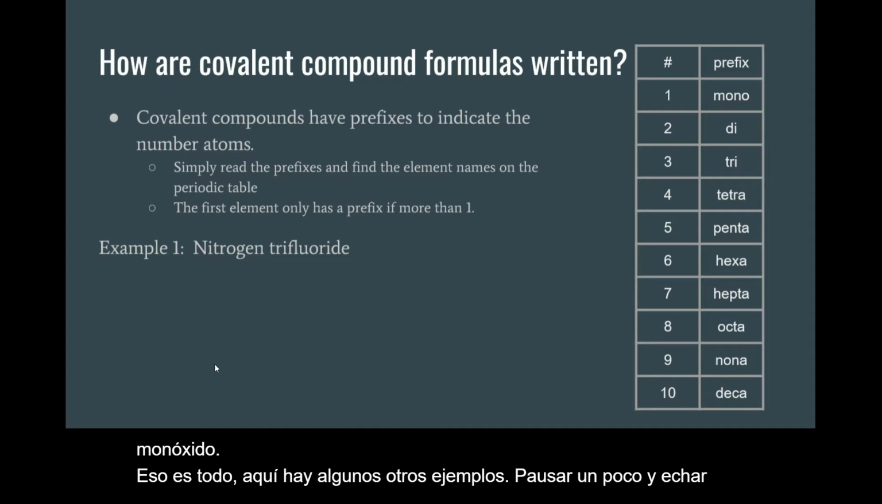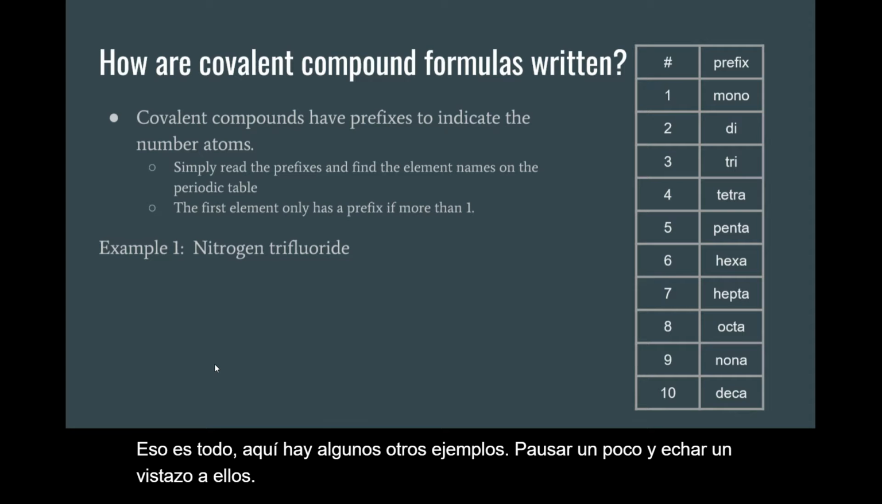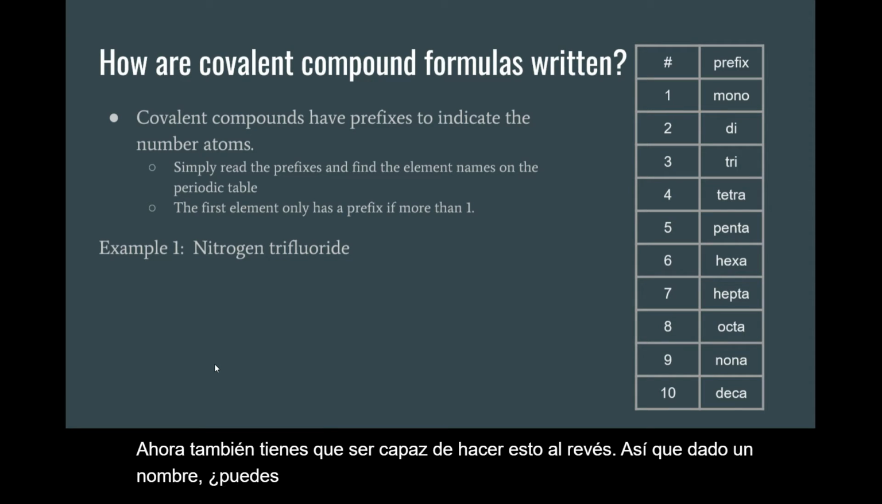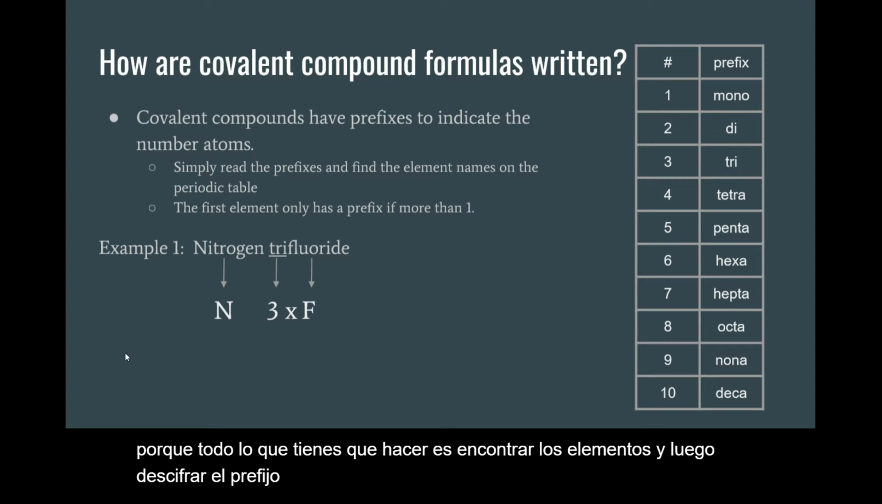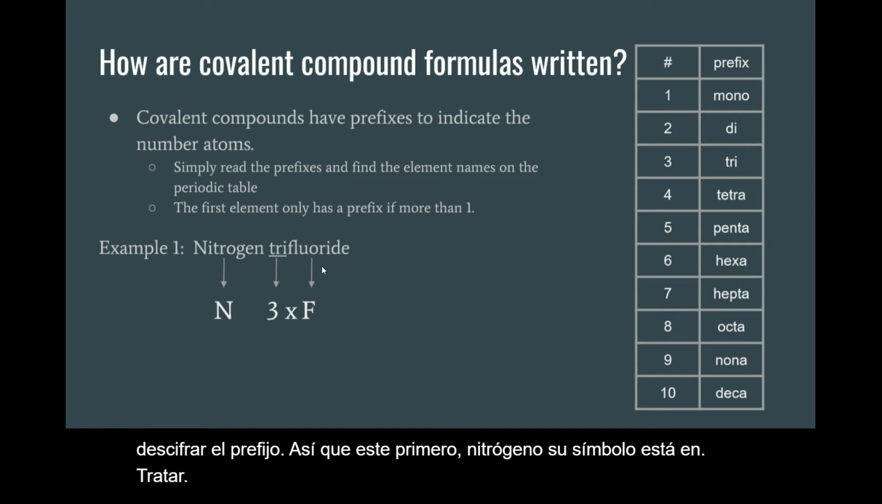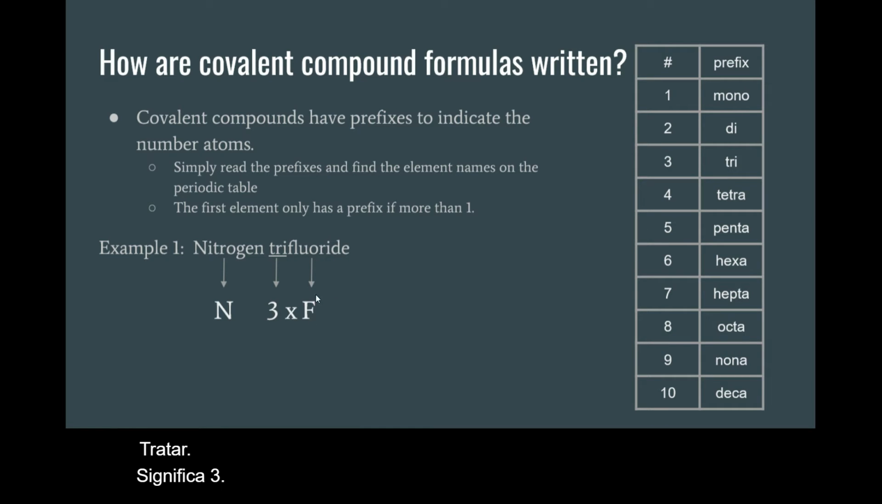Now, you also have to be able to do this backwards. So given a name, can you write a formula? And it's actually easier, I think, because all you have to do is find the elements and then decipher the prefix. So this first one, nitrogen, its symbol is N. Tri means 3. And fluoride is the element fluorine. So we just get NF3.